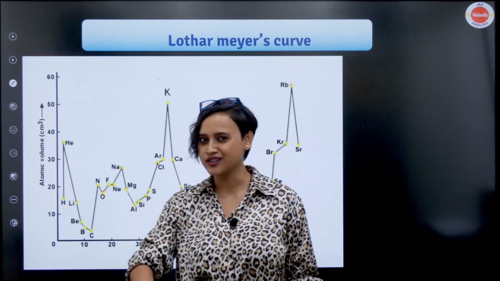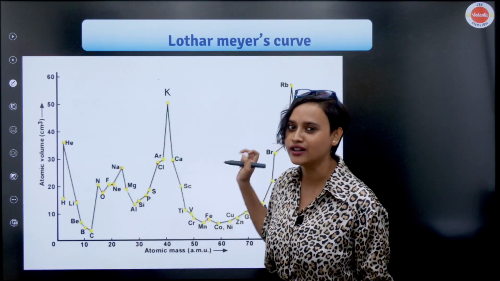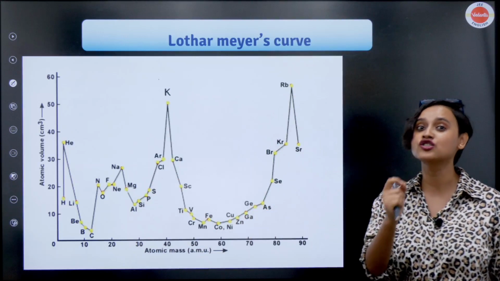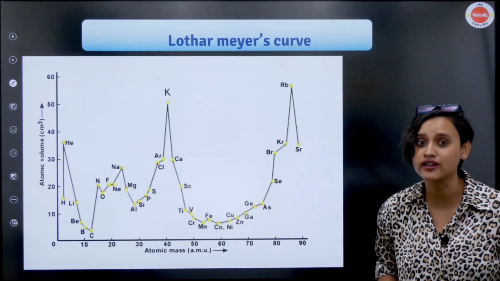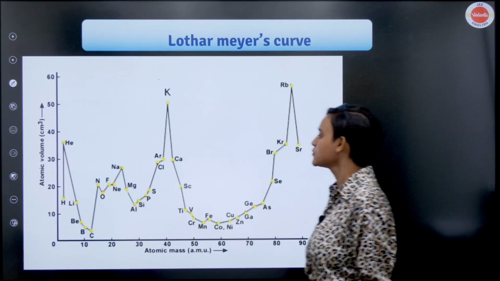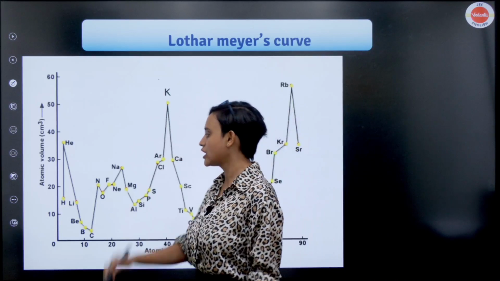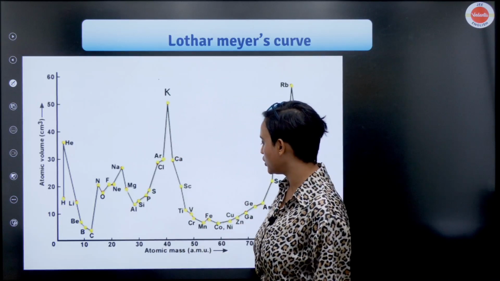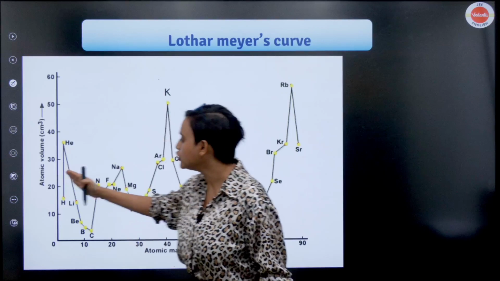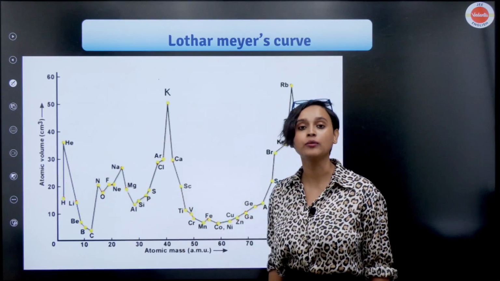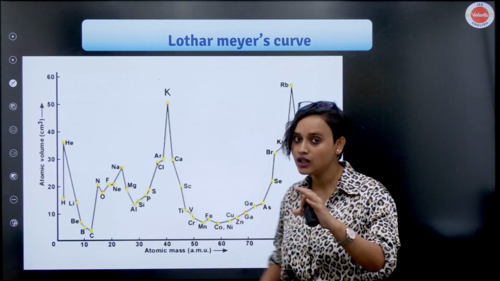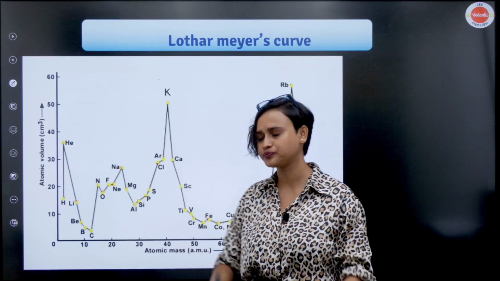Now there was another person, and this person, according to me, is the one who actually shaped things up for real. What Lothar Meyer did was he took atomic volume and plotted it against atomic mass.